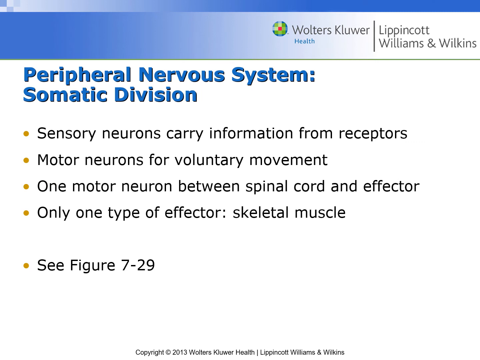Now let's take a moment to discuss the somatic division of the peripheral nervous system. Sensory neurons carry information from the receptors. Motor neurons are for voluntary movement. There is only one motor neuron between the spinal cord and the effector, and there is only one type of effector, which is skeletal muscle.